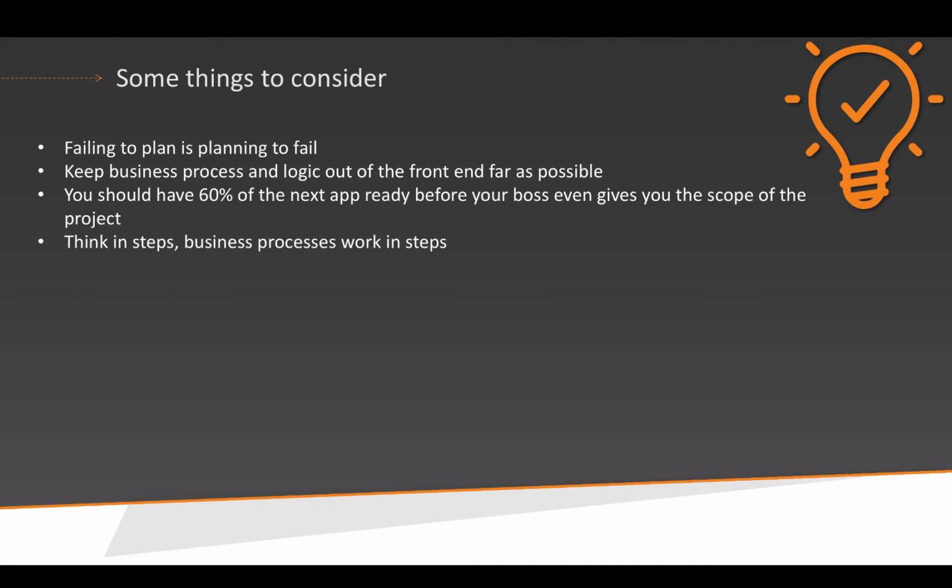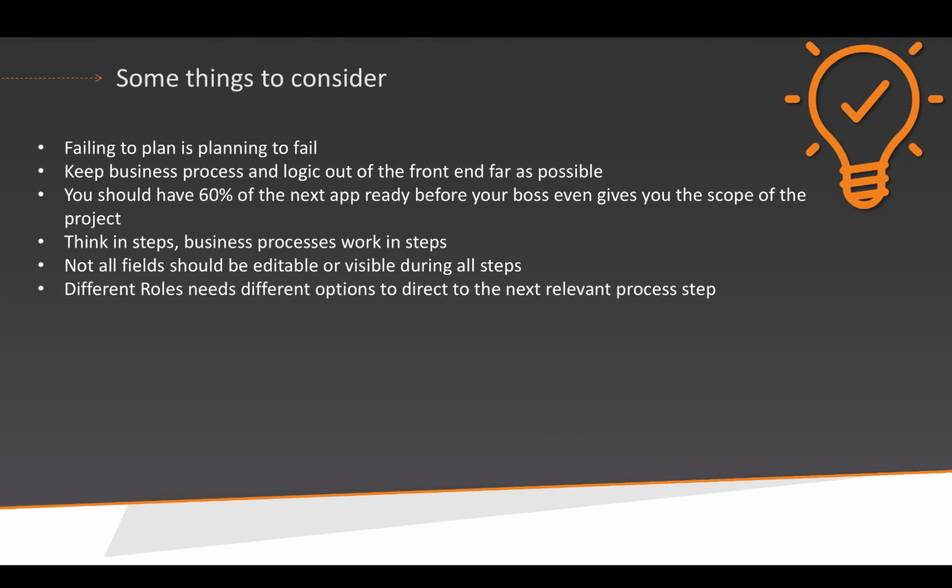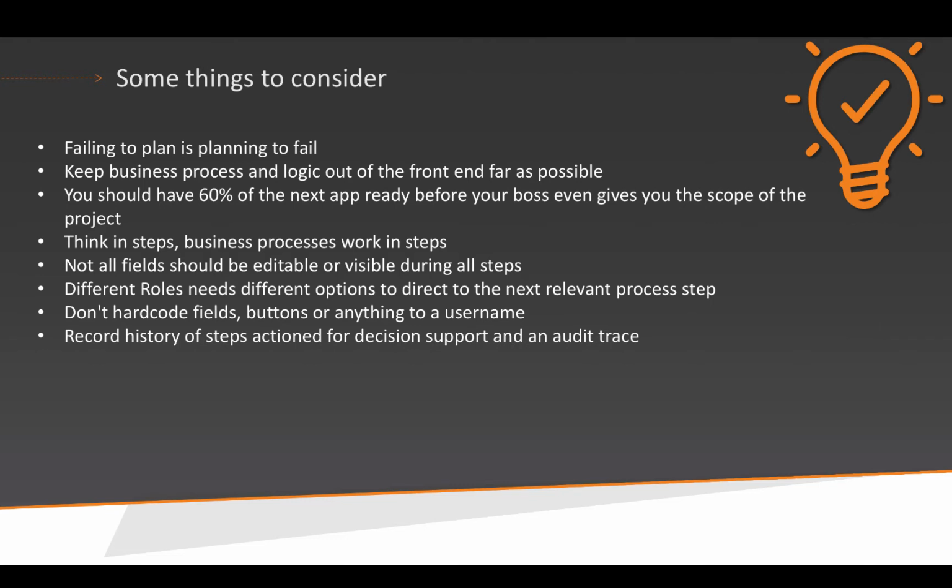Think in steps. Business processes work in steps. Not all fields should be visible during all steps. Different roles need different options to direct to the relevant next step. Then don't hardcode fields or anything to a specific username. We'll have to keep a workflow history of all of the different options that were actioned by the various roles for decision support and audit trace purposes.